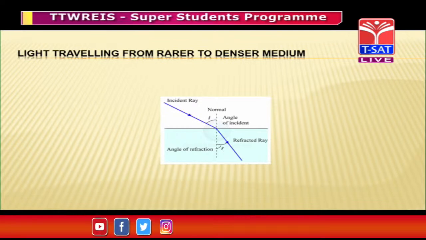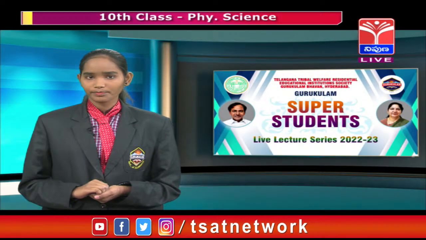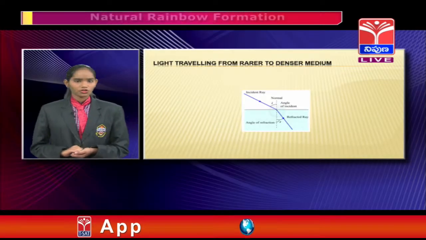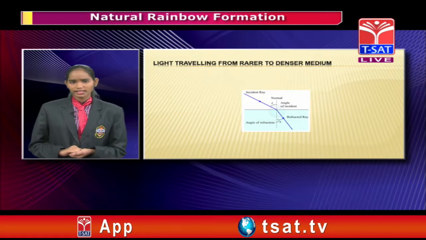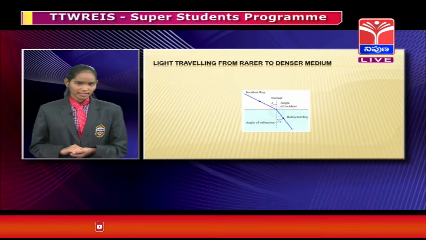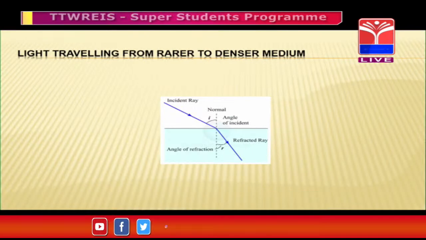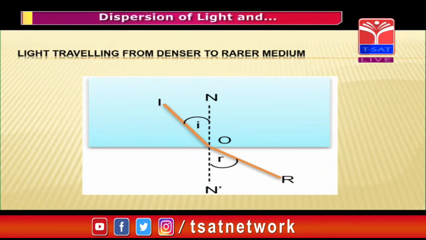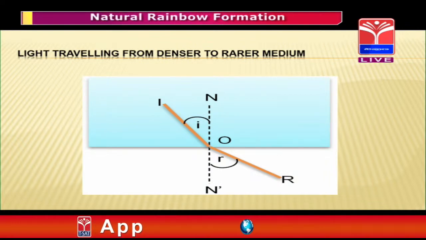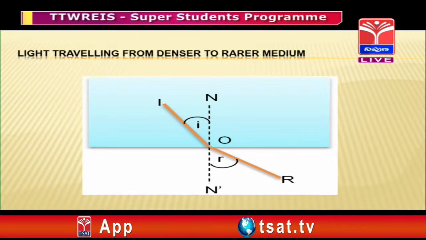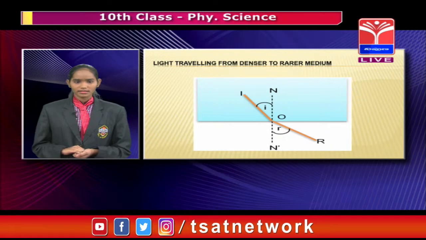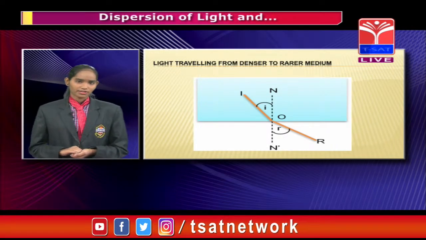When a light ray travels from a rarer medium to a denser medium, after the refraction, the refracted ray moves towards the normal. So here we can observe that the angle of incidence is greater than the angle of refraction. Let's see another example. When a light ray travels from a denser medium to a rarer medium, after the refraction, the refracted ray moves away from the normal. So here we can observe that the angle of incidence is less than the angle of refraction.